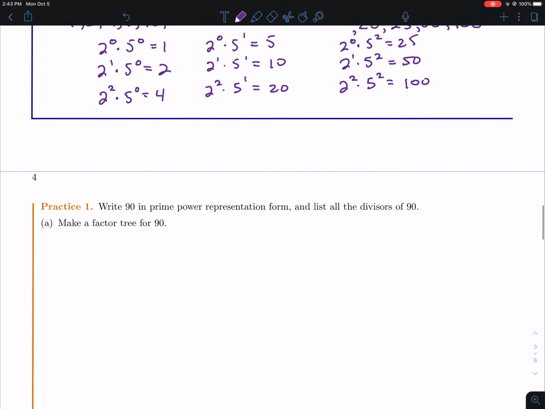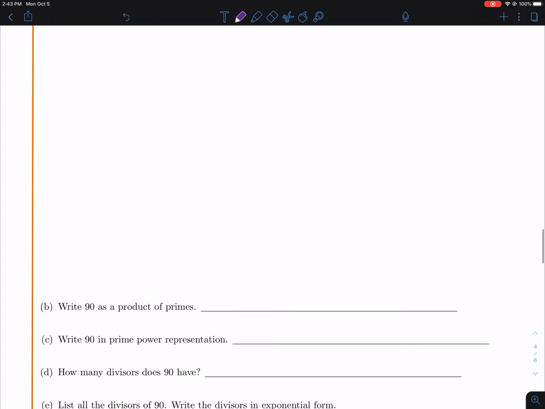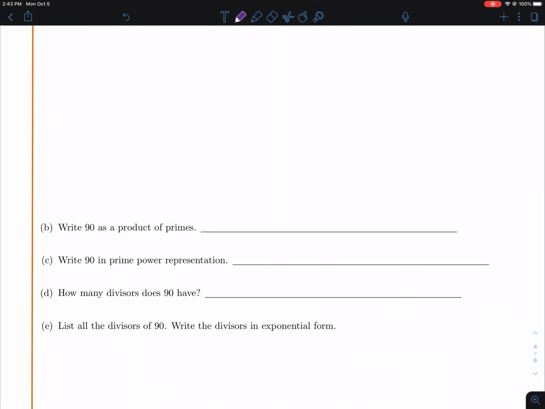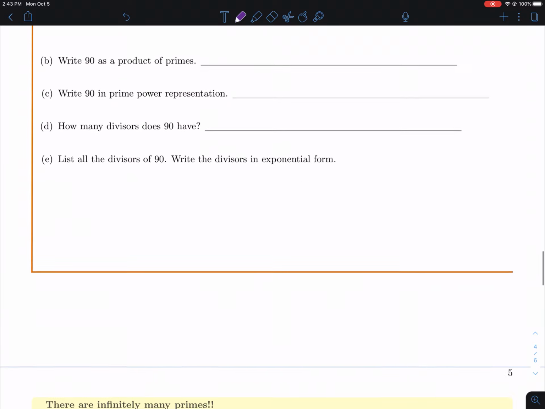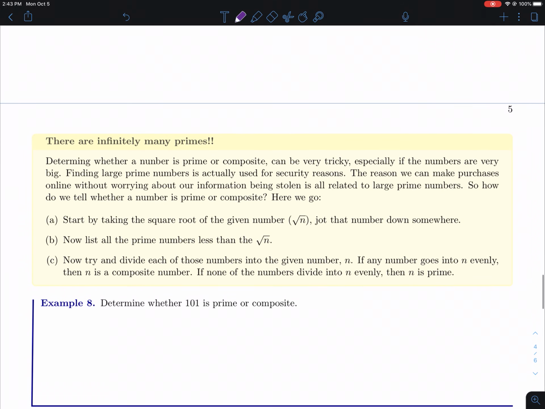All right, so at this point, pause the video, work on practice 1. So this is going to do the exact same thing we did above, except we did it for 100, and you're going to do it for 90. So pause the video, work on practice 1, and then when you are done with that, unpause the video, and we'll come back and we'll talk about infinitely many primes.